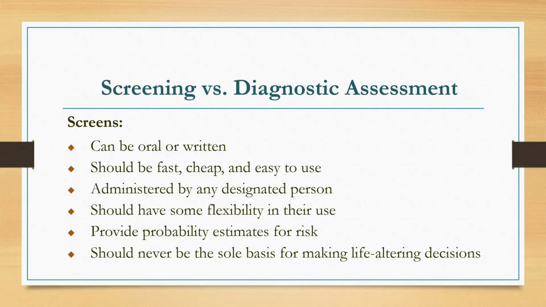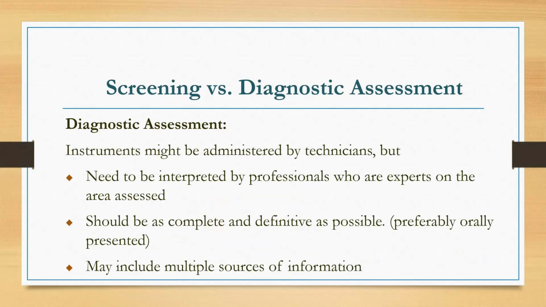Ideally, a screen should have enough length so there's some flexibility in how it's used, but you should always remember that screens are just probability estimates. A screen does not a diagnosis make. All a screen does is indicate a relative risk for whether a problem is likely to be present, and then you have decision rules as to when that would trigger a more formal assessment. So screens should never be used as the sole basis for making any kind of a life-altering decision.